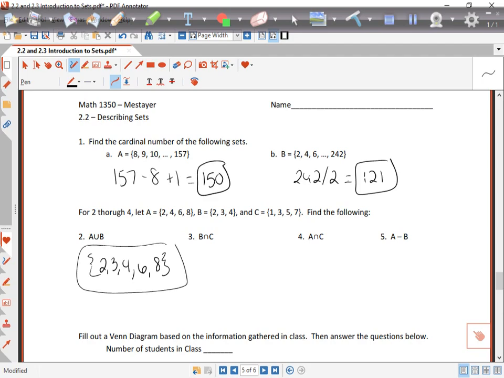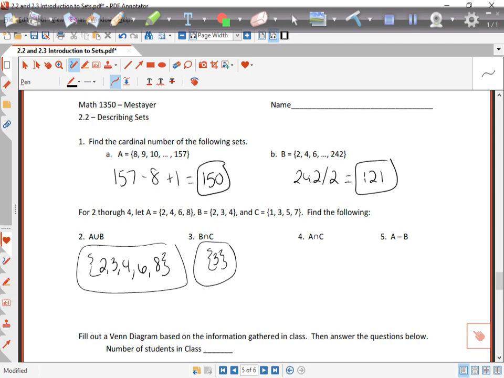B intersects C, and remember that's what they have in common. So B is 2, 3, 4. C is 1, 3, 5, 7. So 2, 3, 4, 1, 3, 5, 7. The only thing they have in common is the number 3.